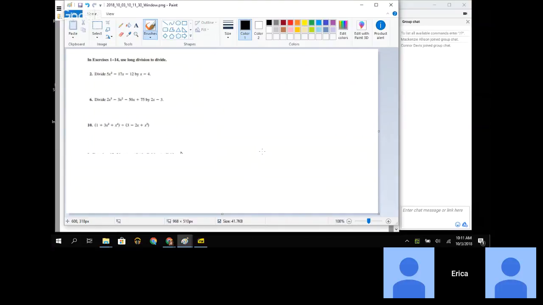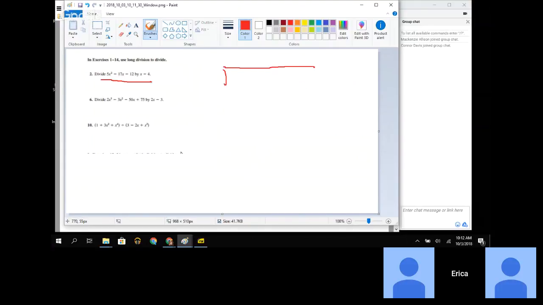So in exercises 1 through 14, use long division to divide. You can see example number 2 says that we have 5x squared minus 17x minus 12, and we want to divide that by x minus 4. We want to be able to divide that by x minus 4. And so we're going to do that using long division. All right. So long division, if you remember, looks something like this.